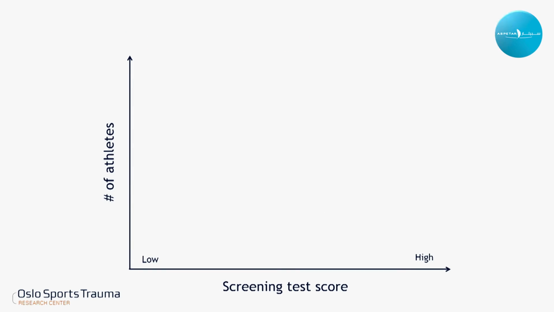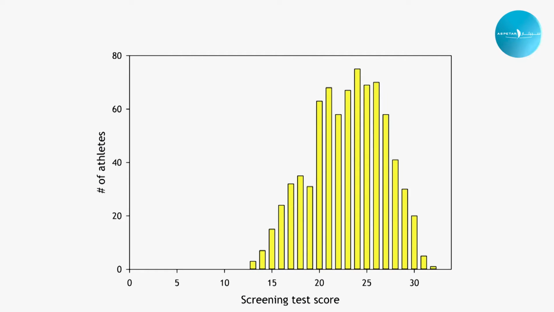If you have on the one side here the horizontal line, the screening score, so this is the score for each athlete on the test, and I put the number of athletes on the vertical axis, that distribution will look like this. Some will have a high score, some will have a low score, and the majority will be somewhere in the middle. So this is the basic traits of any type of physical test.